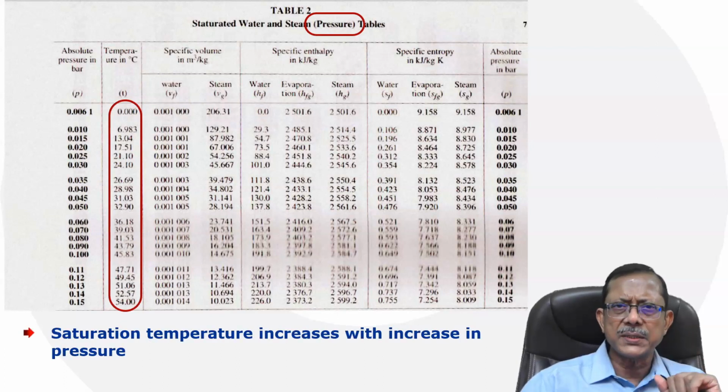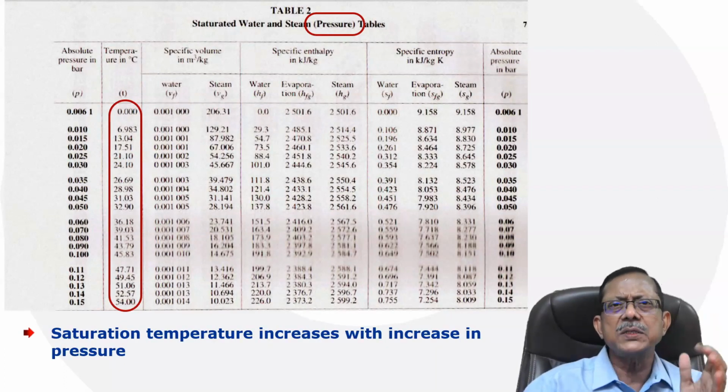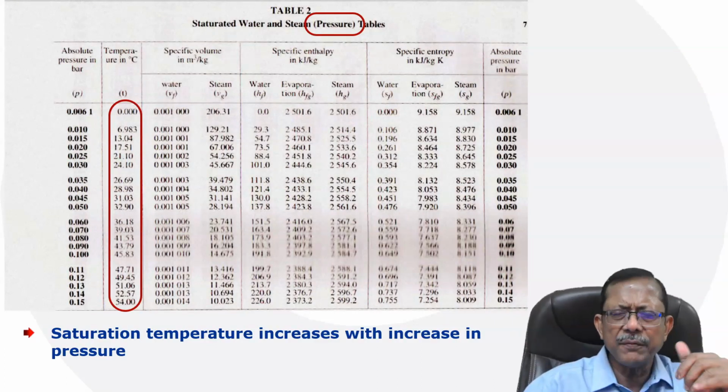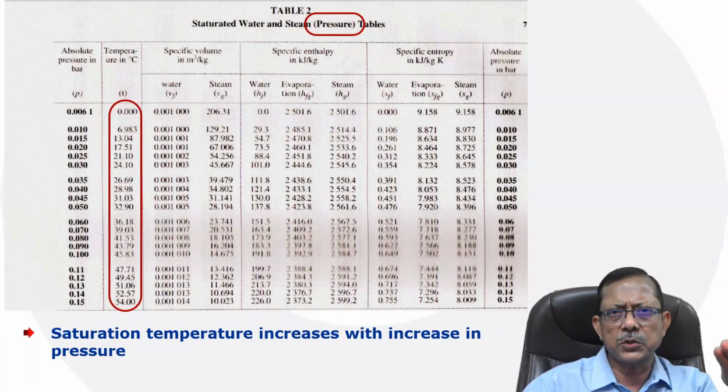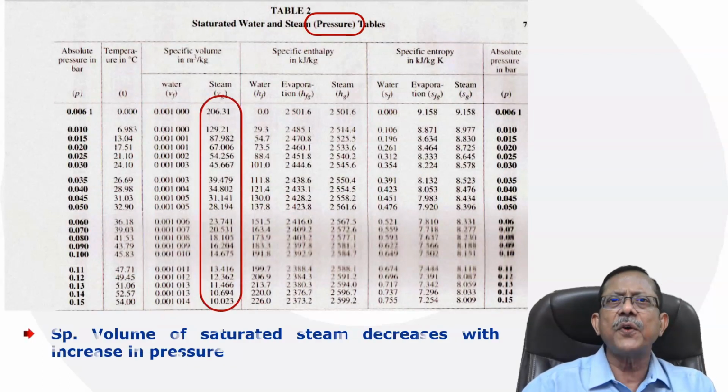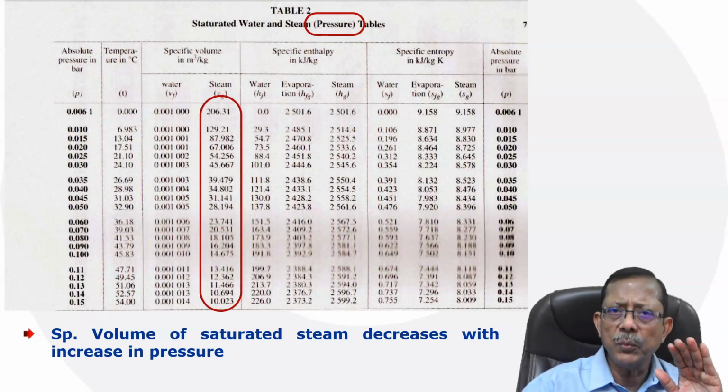Now what you need to understand is that as the pressure increases, what are the conditions of these various properties? Those we have discussed. The first thing you need to note is that as the pressure increases, the saturation temperature increases. Next, you see the specific volume of water. As the pressure increases, the volume increases. Next, you see the specific volume of steam. Now here you see, as the pressure increases, the volume decreases, right? The pressure is increasing, steam is getting denser naturally.